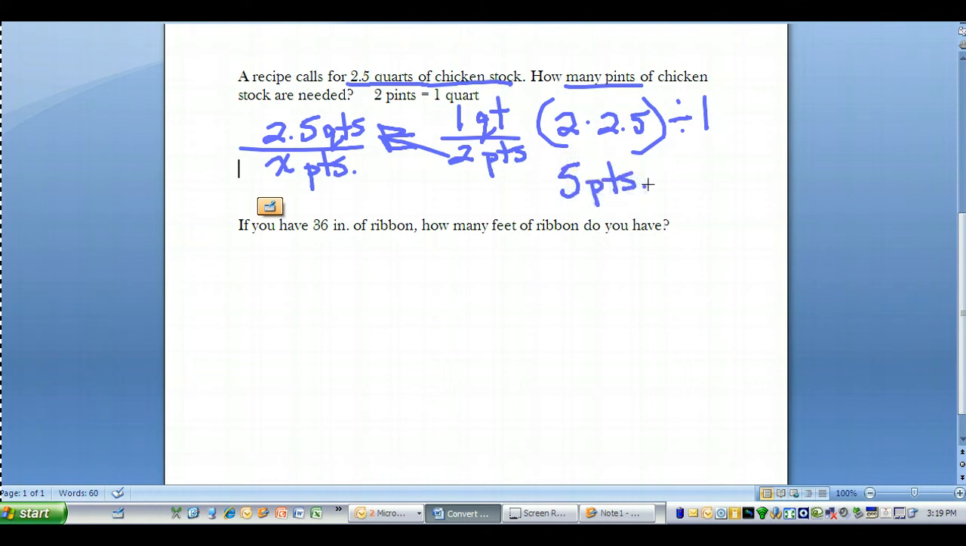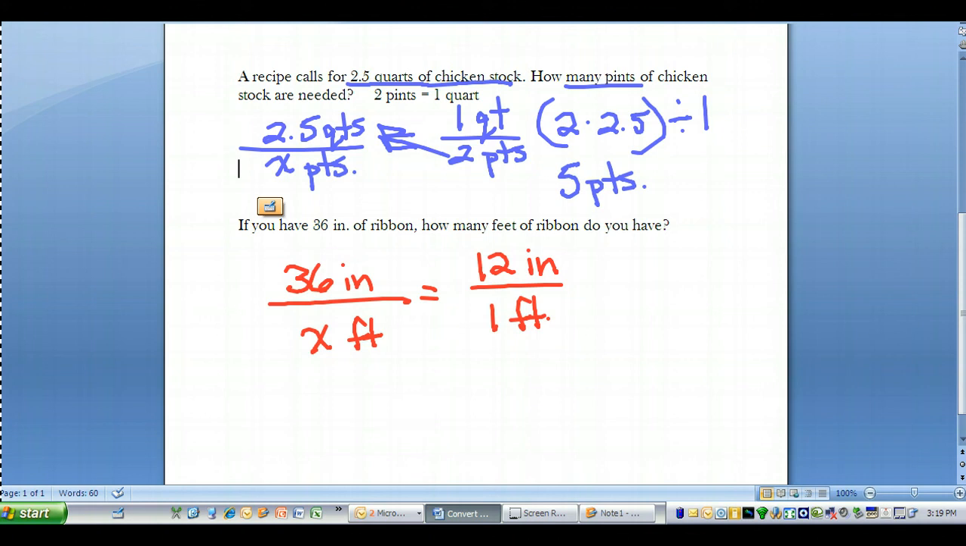Okay? All right. If you have 36 inches of ribbon, how many feet of ribbon do you have? Go ahead and set up your proportion, and then when you think you've got it done, press play again. All right, so pause now. All right, did you set up like this? They gave you the information of 36 inches of ribbon, and we need to know how many feet. So 36 inches is, I don't know how many feet. So then we have to say, well, what goes on the bottom? We're going to have feet and inches. Feet on the bottom, inches on the top.